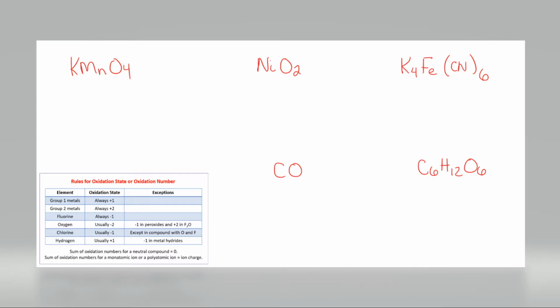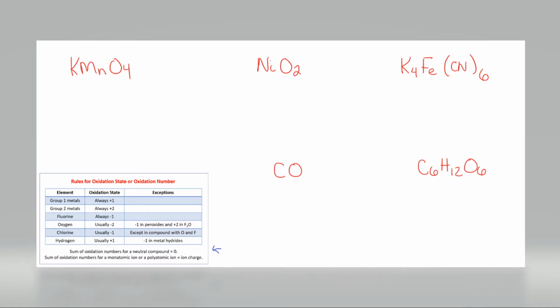So the thing you want to remember is, is there a charge to this entire species? Meaning, is there something up here telling you it's plus or minus? If there isn't, then it's neutral. Okay, so the entire thing needs to add up to 0. And that's what this line says right here: sum of oxidation numbers add up to 0 for a neutral compound.